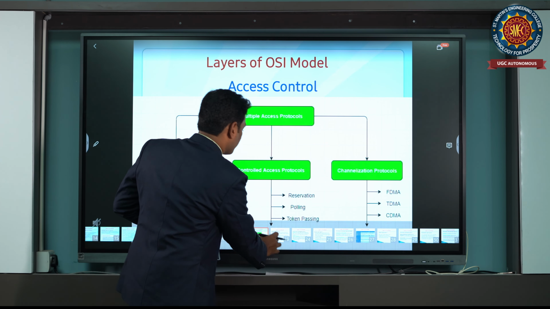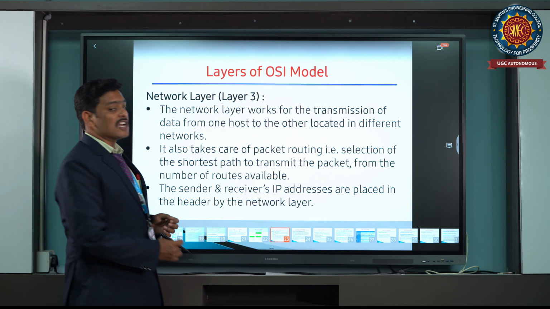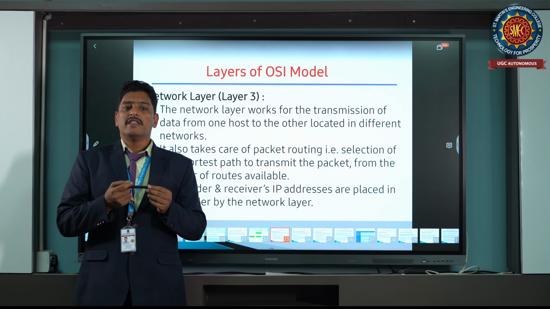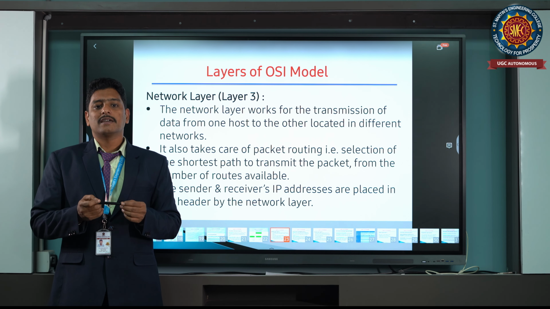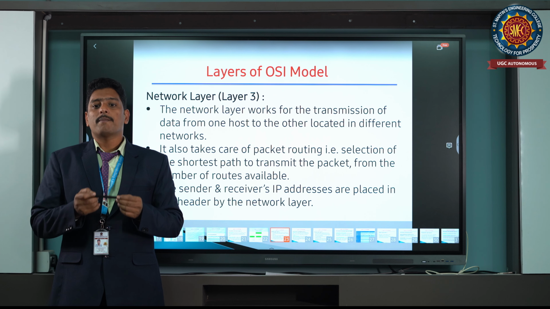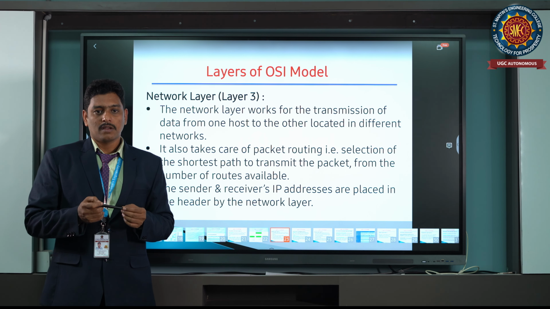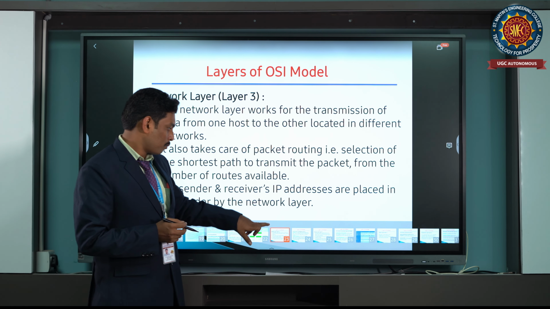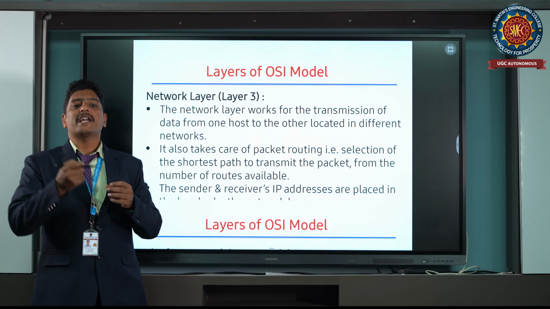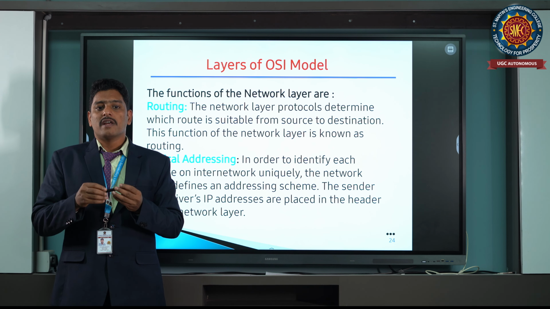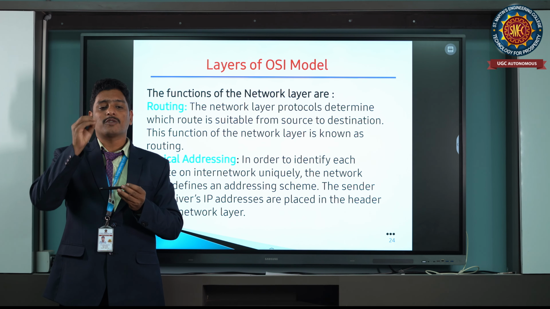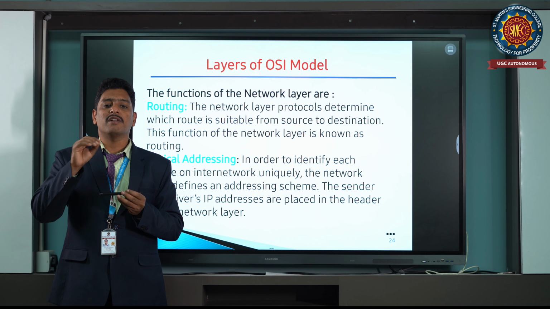Coming to the next layer. The next layer is the network layer. This is the third layer. The main responsibility of the network layer is logical addressing, routing, path determination. It receives the data from upper layers and makes the data into packets. To these packets, the source IP address and destination IP address will be added.